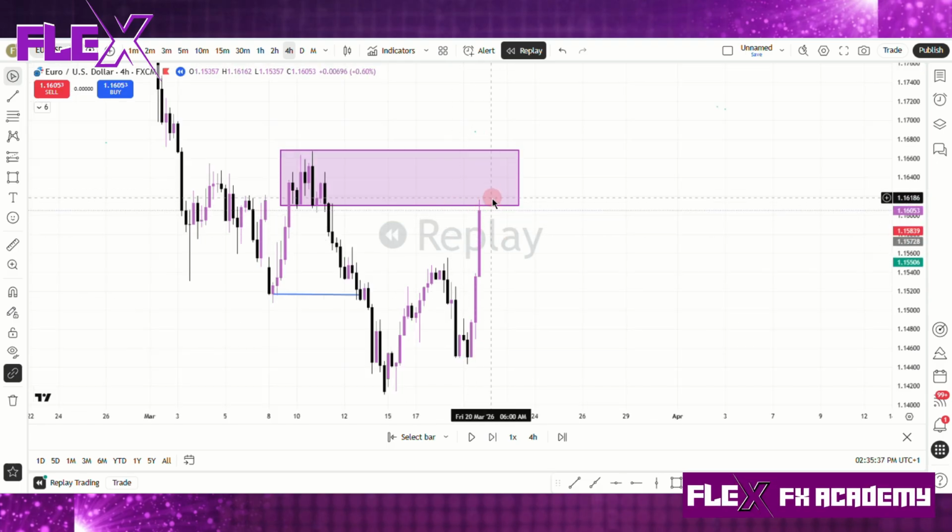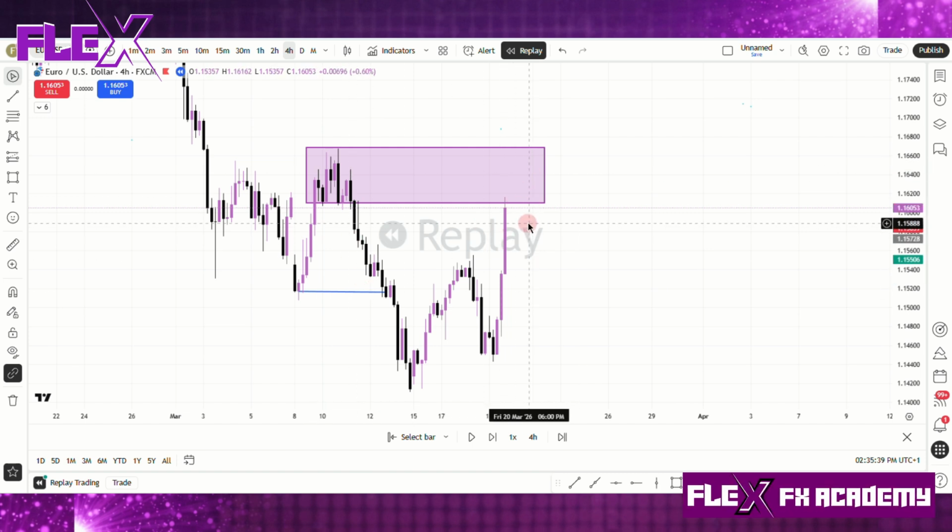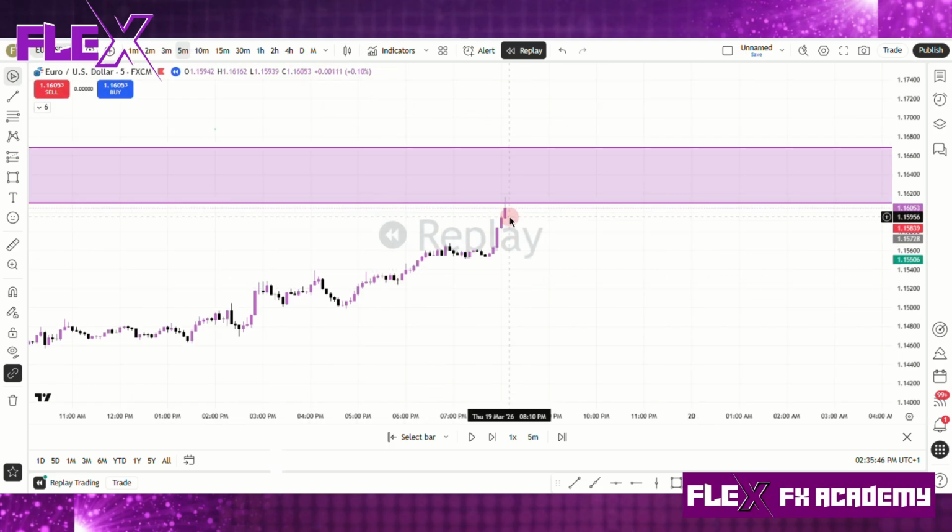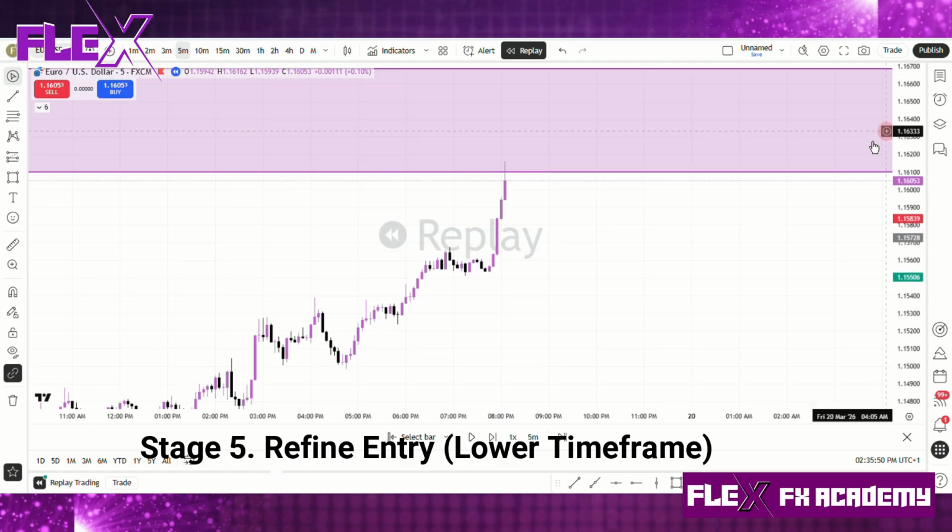Okay, so the market has tapped into our zone. Let's go down now to the 5-minute time frame and look for our entry. On the 5-minute time frame, we can see the market has tapped in. So what am I looking for here? We've had a touch. I'm looking for a break of structure.